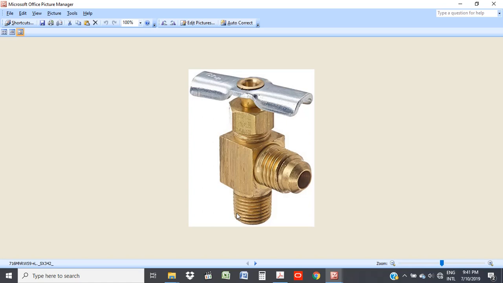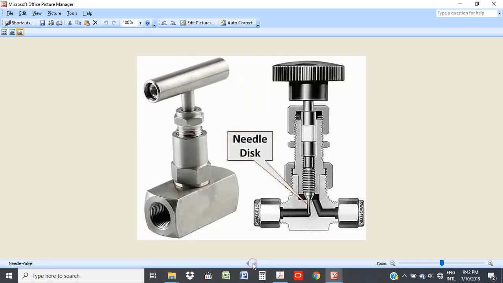So when you want to have precise control over the flow of the fluid in the piping, you use a needle valve. You can open it very slightly, very gently, and there's a needle in it that allows the flow to go in very gradually, in slow increments, so you can actually control it to a very precise degree. That's what needle valves do.